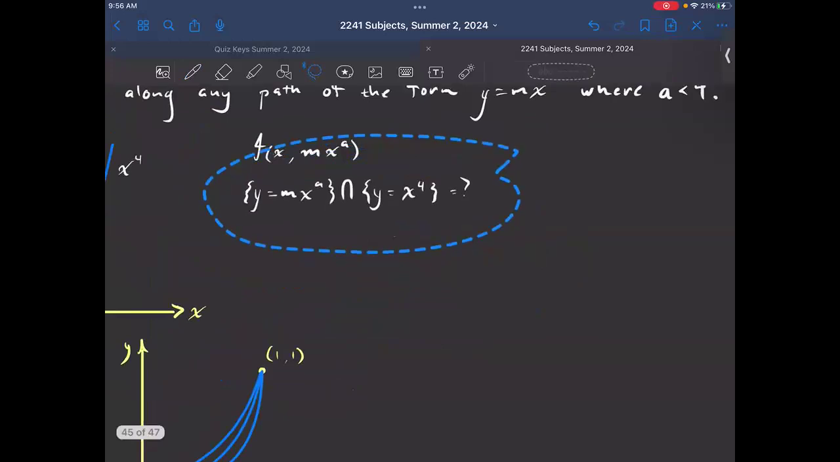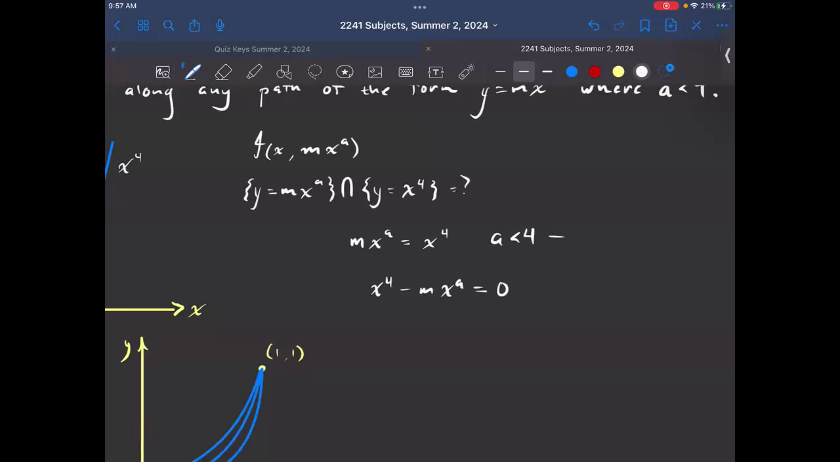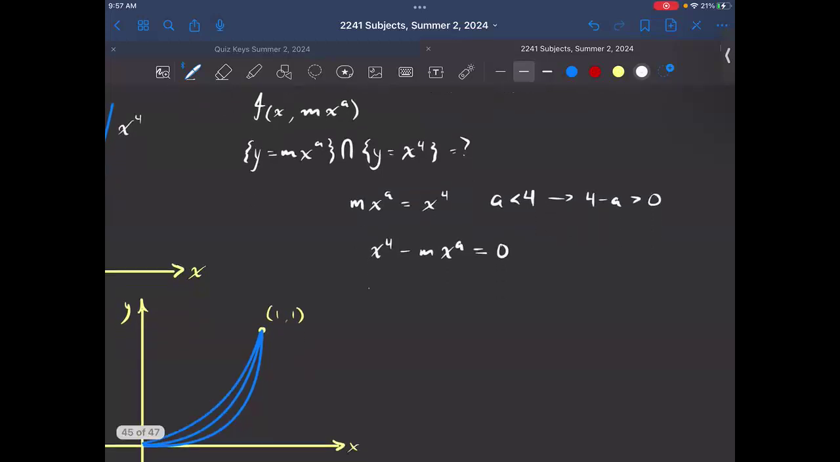All right. Well, let's check. If I want to find the intersection point between two curves, I set them equal to each other, correct? All right. So we have m x to the a equals x to the 4th. So this is now a polynomial equation. Okay, maybe pseudo-polynomial, because a can be a real number. We'll say this is equal to 0. And we know that a is less than 4. So 4 minus a is greater than 0. And that means we can factor out x to the a from both parts here. So we get x to the a times (x to the 4 minus a, minus m) equals 0.